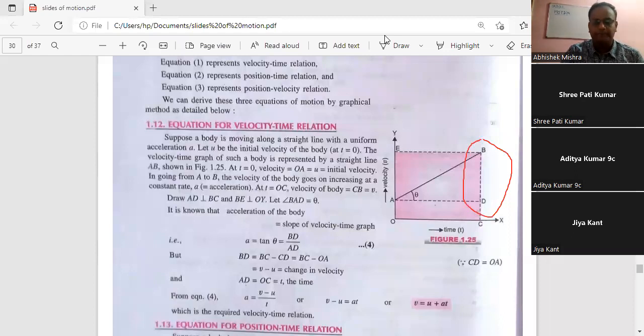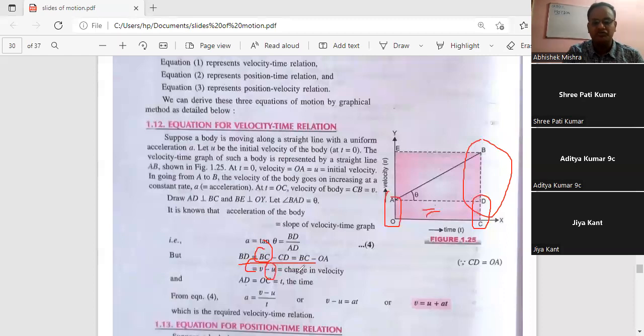So now you are getting BD is equal to BC minus CD. Now CD is equal to OA. Definitely this is equal. Students, keep on seeing my screen, I am working with the graph. This OA and CD are equal. So now BD is equal to BC. Now see, BC is equal to V, because that is the final velocity, and OA is your initial velocity.